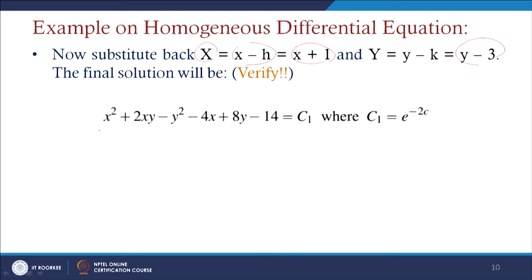You can have the solution like x squared plus 2xy minus y squared minus 4x plus 8y minus 14 equals c1, where c1 is given as e to the power minus 2c. This is just a little manipulation. If you do it, you can get it.